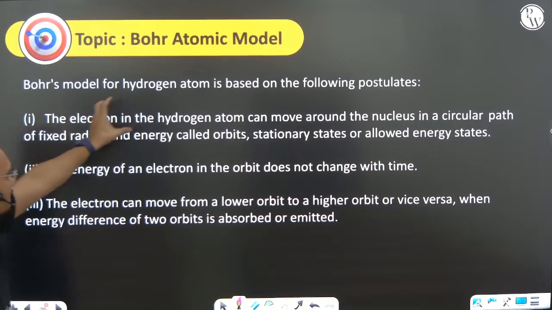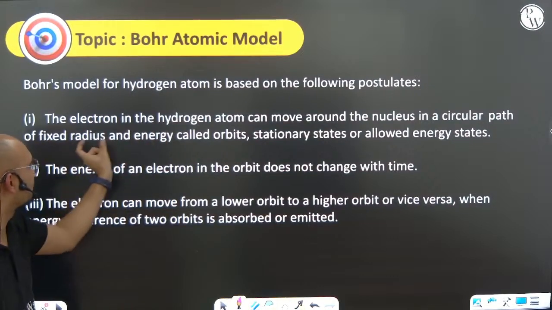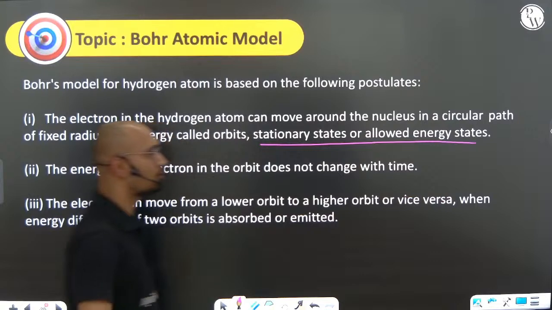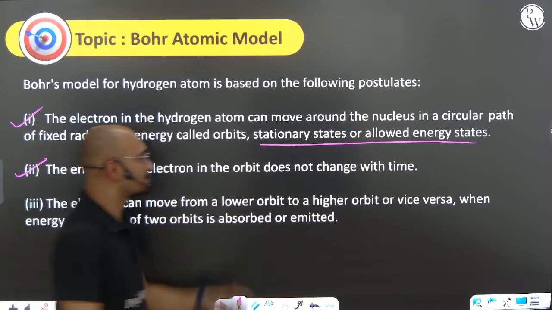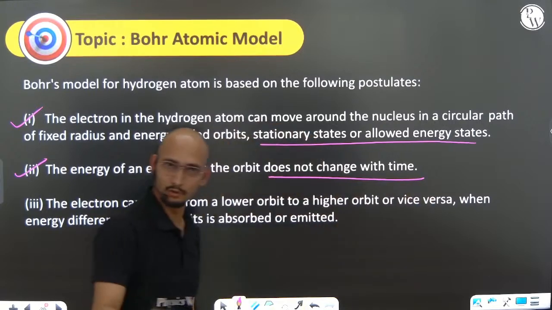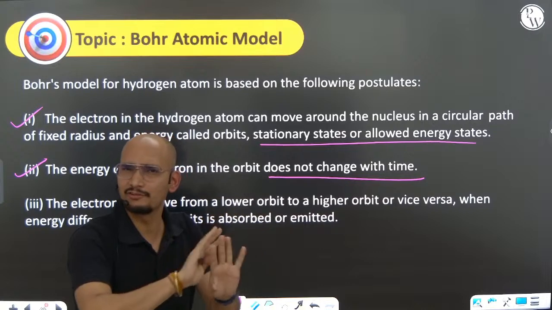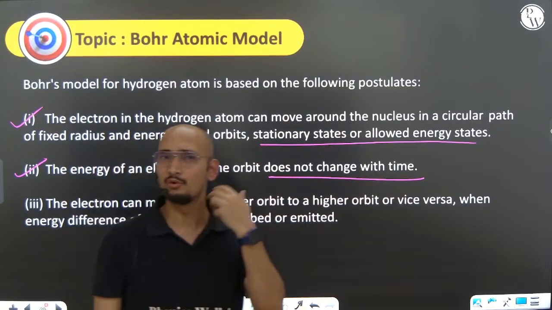The electrons in the hydrogen atom can move around the nucleus in a circular path of fixed radius and energy called orbits. That is a stationary state or allowed energy state. The energy of the electrons in the orbit does not change with time. So if an electron is just revolving in one orbit, it is neither going to emit any energy nor absorb any energy. So this solved a problem.